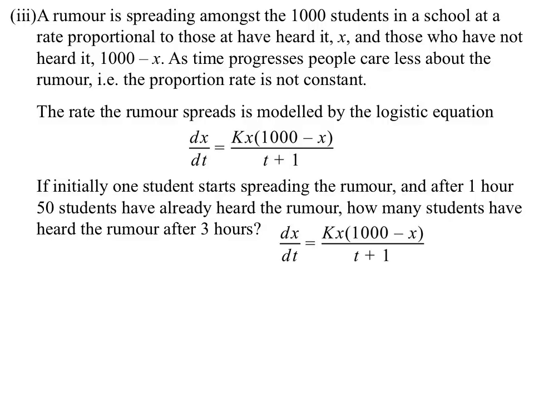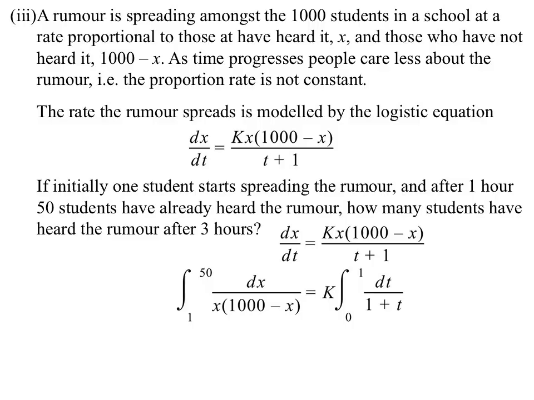There's our differential equation. Separate out our variables. We're saying initially, when t equals 0, only one person knows the rumour, the person who started the rumour. We want to know some things. Well, before I can find my answer, I need to work out what k is. I have another piece of information I can use to work out k, because we said after 1 hour, 50 students have heard the rumour. So we should now be able to work out k.